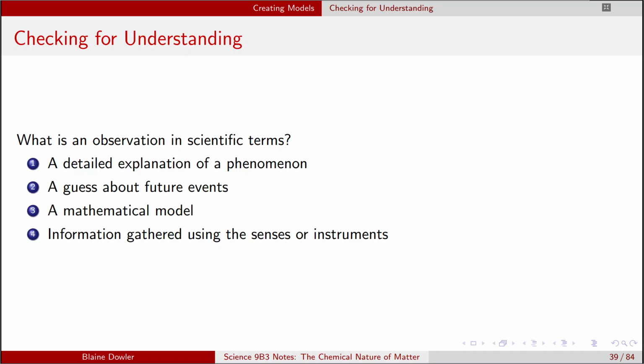Now, as always, we'll wrap up with a check for understanding. What is an observation in scientific terms? Is it a detailed explanation of a phenomenon, a guess about future events, a mathematical model, or information gathered using the senses or instruments? Pause now if you need more time. It is information gathered using the senses or instruments.